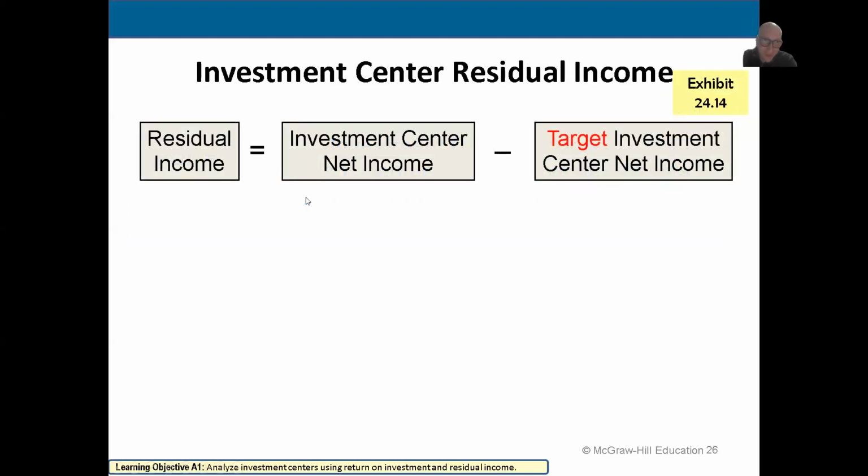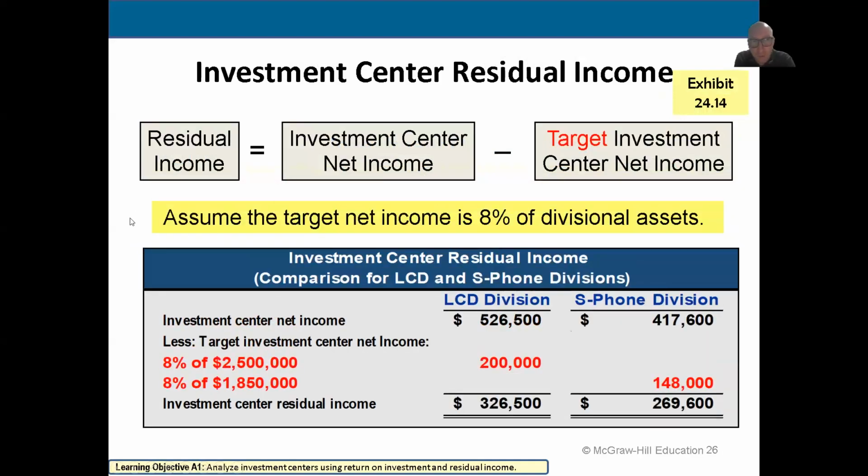We also look at things like residual income. This is the additional sales dollars that are earned based off of a target investment. Here we take net income and subtract the target investment net income. And this tells us the residual income. How much additional revenue did I earn after the initial investment?